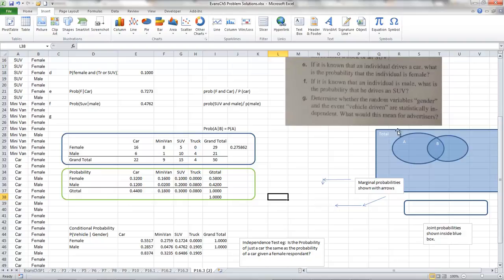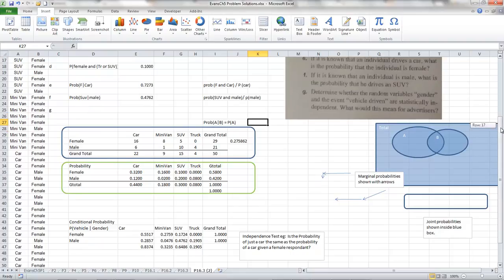When we look for independence, we use this rule up here. The probability of A given B is equal to the probability of A. That means the fact that we are at the conditional probability of it, say, being a female. Okay, what's the probability of a car given that you have a female? Does that actually just equal the probability of having a car? So does it change when we have the fact that we have a female owning that?